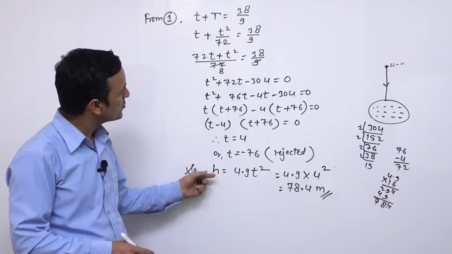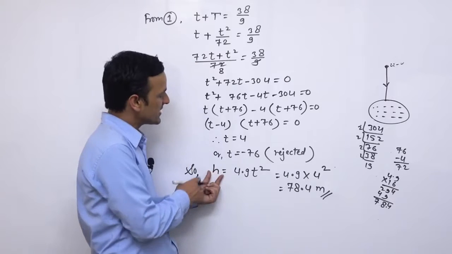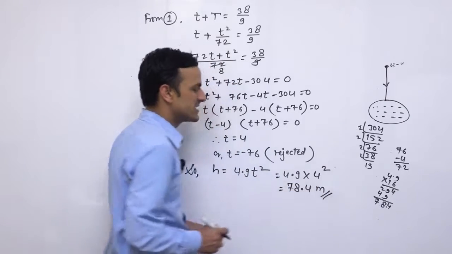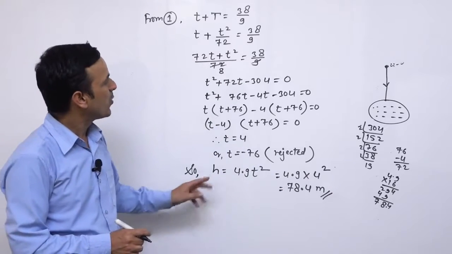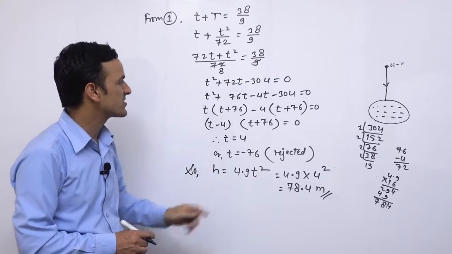We have already supposed h as the depth of the well, that's why it is the depth of the well. It is 78.4 meters deep, and we can throw the stone from a certain position and find this solution.